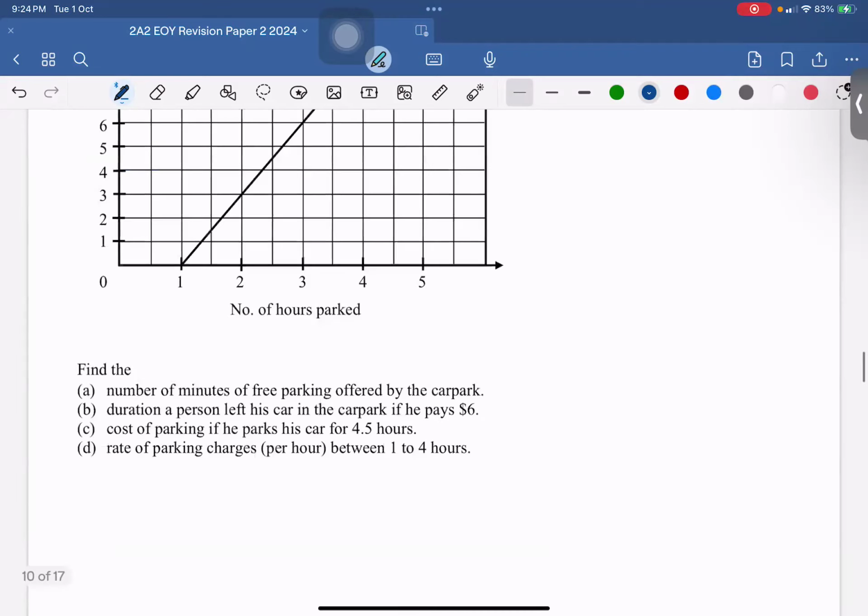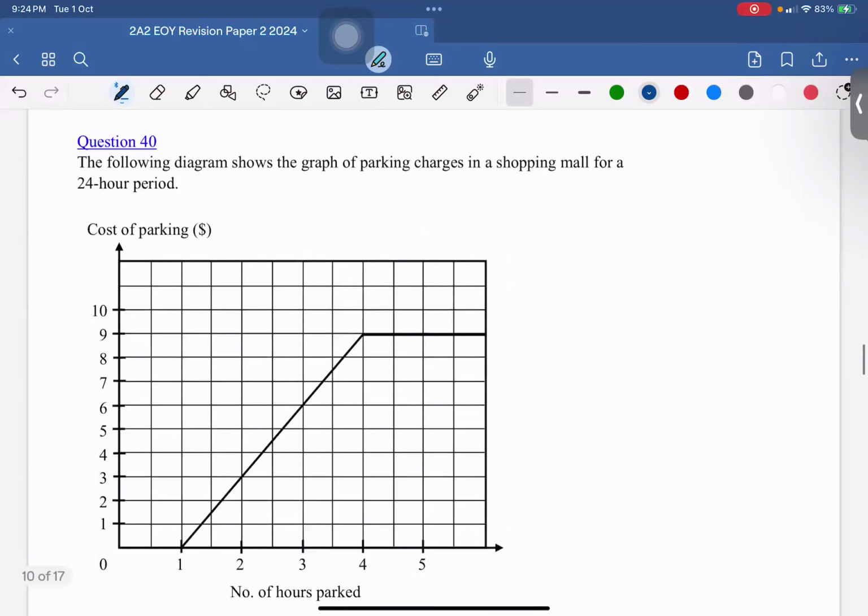Now, what is this type of question talking about? This is talking about parking charges, right? When I have parking charges, you have to notice certain things. This portion over here is a flat straight line, meaning I have a constant charge. Okay, that means it's a flat rate. Constant charge of $9 for 4 hours or more.